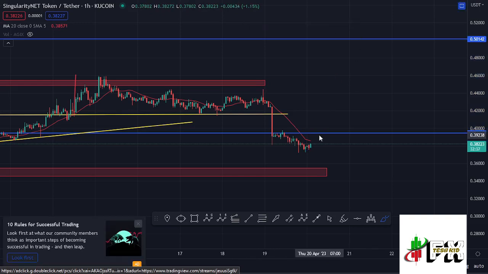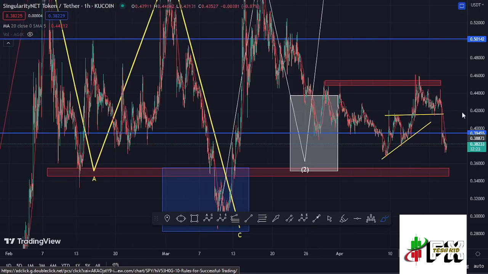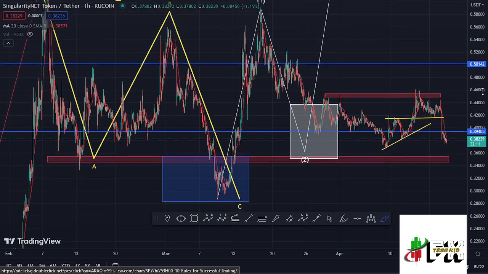So those are the first moves that we need to keep our eyes on before we can fully maximize our minimum target area in the formation of that larger Elliott wave count 3. So let's continue watching for such scenarios here on the AGIX chart, having our first target area at around the $0.39455 mark. Then a break above that, we can watch the area at around the $0.45 mark.